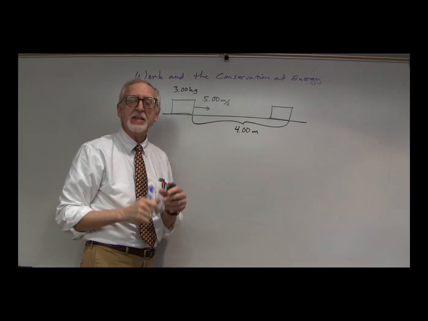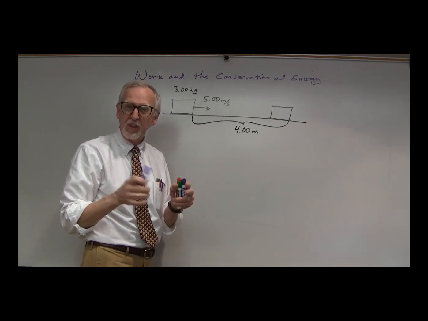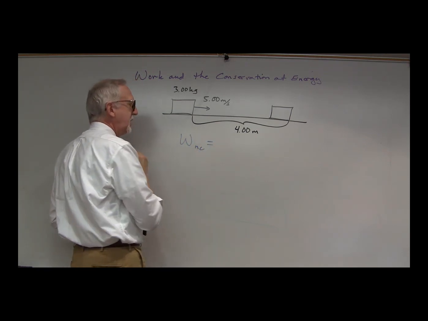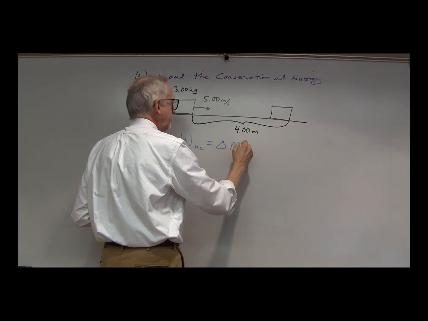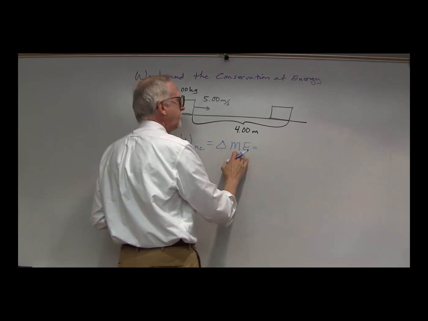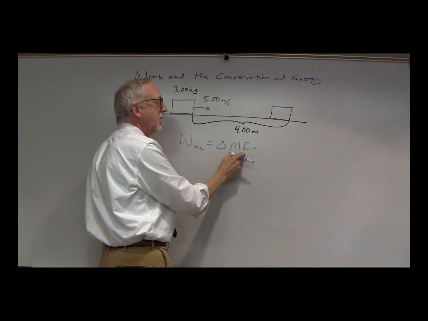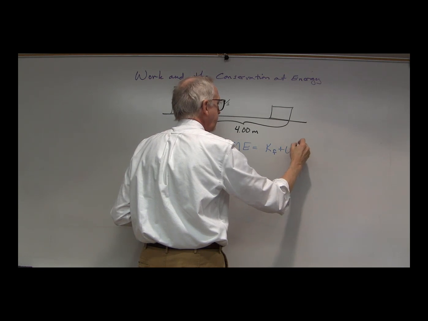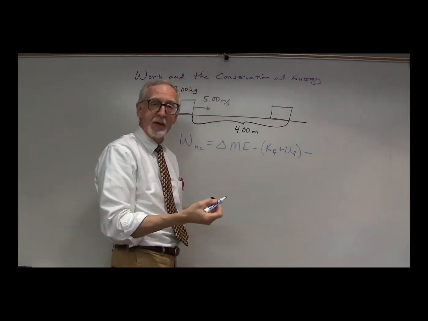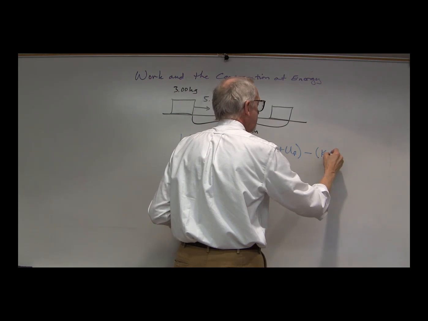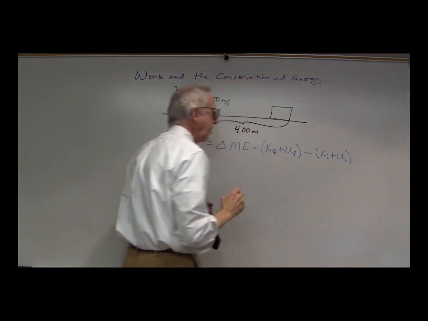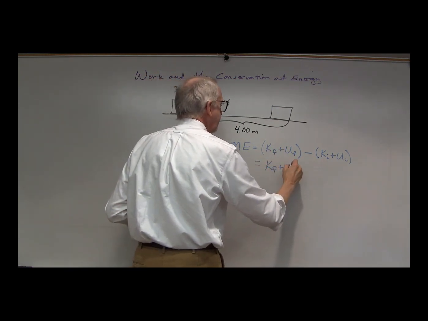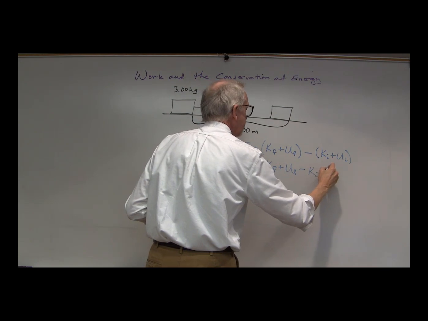Well, it might be obvious, but let's just look at this carefully. What do we have? We have that the work done by the non-conservative forces is equal to the change in the mechanical energy. In other words, it's going to be the final mechanical energy, which is K final plus U final, minus the initial mechanical energy, which will be K initial plus U initial. Okay? In other words, we'll write this out.